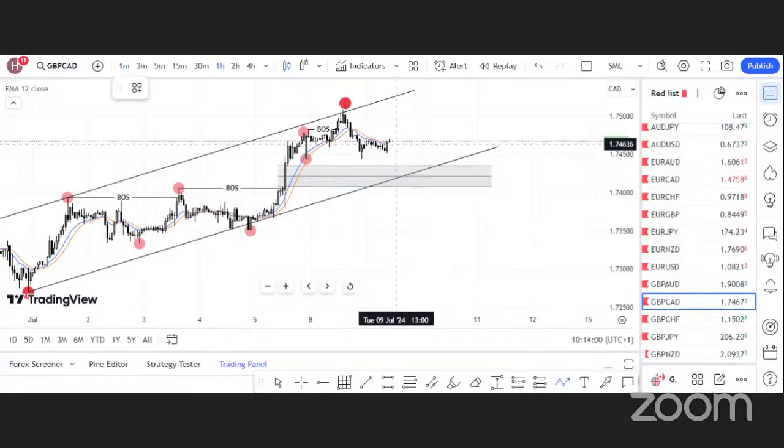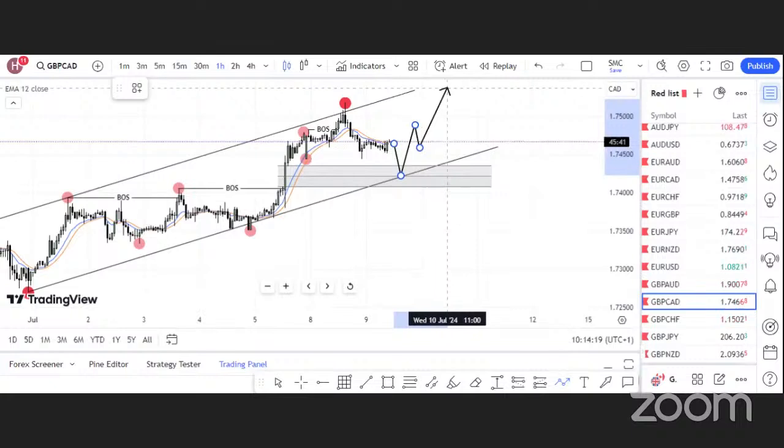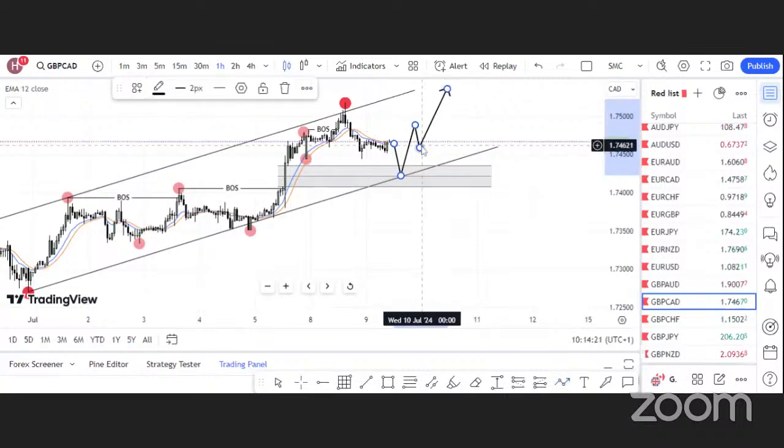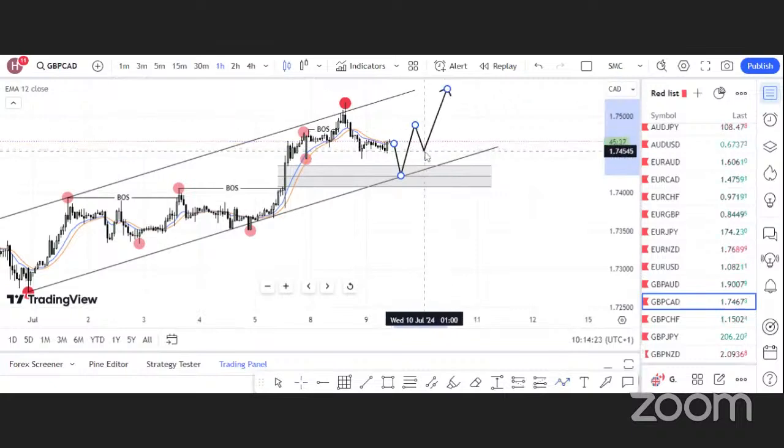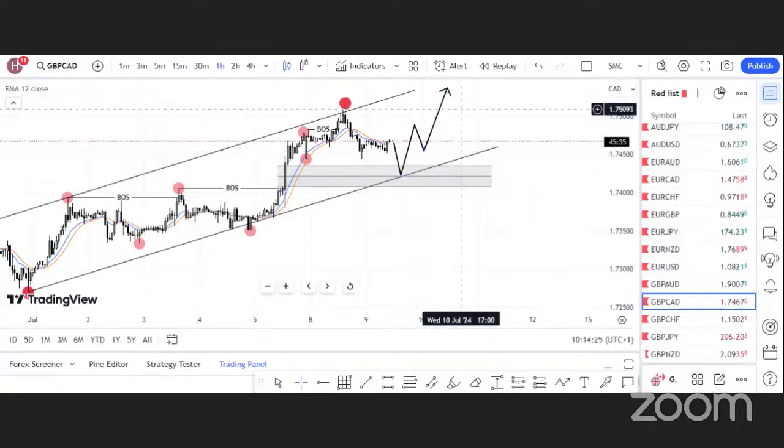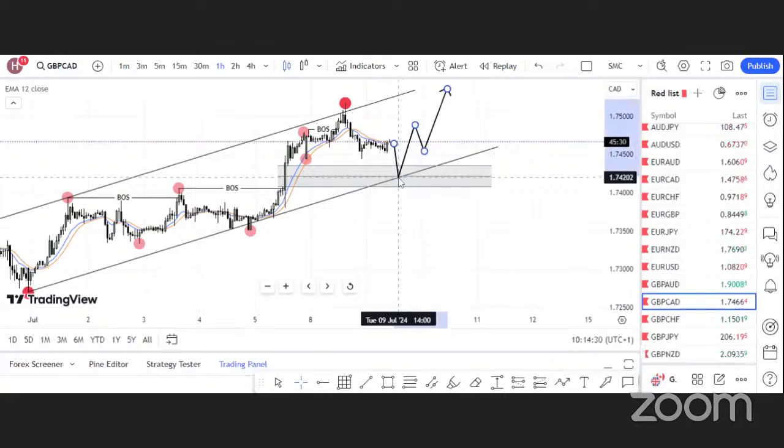So this is what I'm expecting the market to do. I expect the market to come, and then I expect the market to go into the 50% of the fair value gap, buy to this level, make another retest, and then continue to go up. All right. So this is what I'm expecting. This is what I expect the market to do.